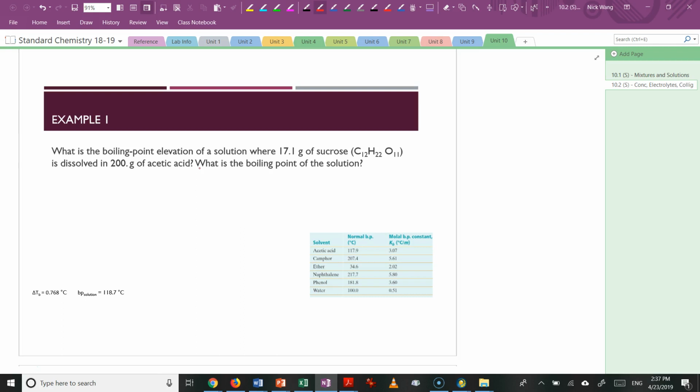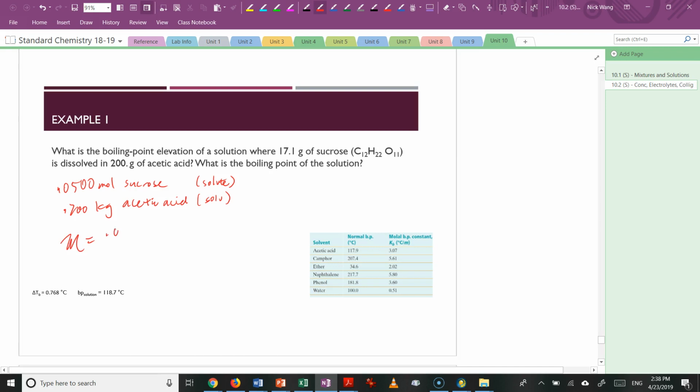Let's carry over some numbers that we saw previously, including the mole amount. That'd be 0.0500 moles of sucrose from the previous example, and also the mass of my acetic acid, 0.200 kilograms. This still serves as my solvent, and the sucrose still serves as my solute. So we're just carrying those numbers over. You're also going to get the molality, so let's solve for that. Molality is equal to 0.0500 moles over 0.200 kilograms, equal to a 0.250 molal solution.